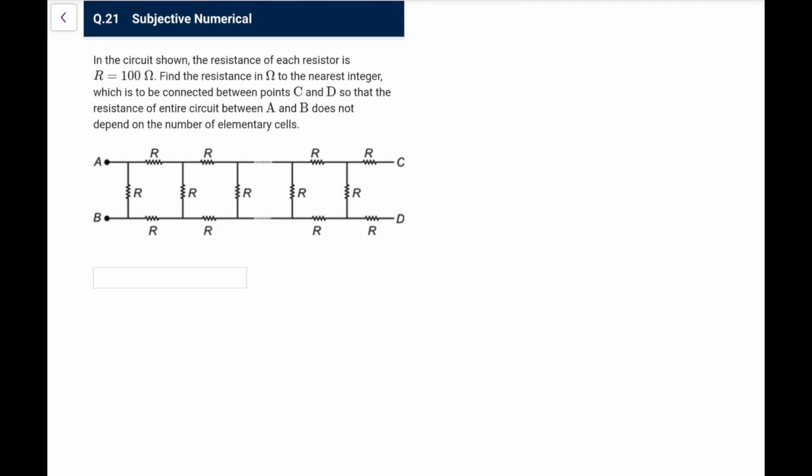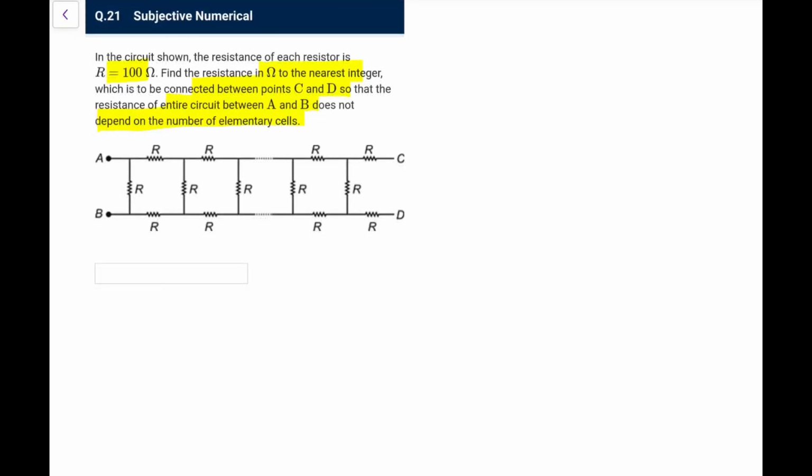Now the subjectives. In the circuit, the resistance of each arm is 100. Find the resistance in ohm, to the nearest integer, which is to be connected between C and D, so that the resistance of the entire circuit between A and B doesn't depend on the number of elementary cells. Okay. So let that connected resistance be R0. Now, using the symmetry, it should be independent of the number of cells. That means if there are no cells, then the equivalent would be R0. So for adding cells, it still should remain R0. That means the equivalent across AB should also be equal to R0. That is the important thing. So RAB should be equal to R0.